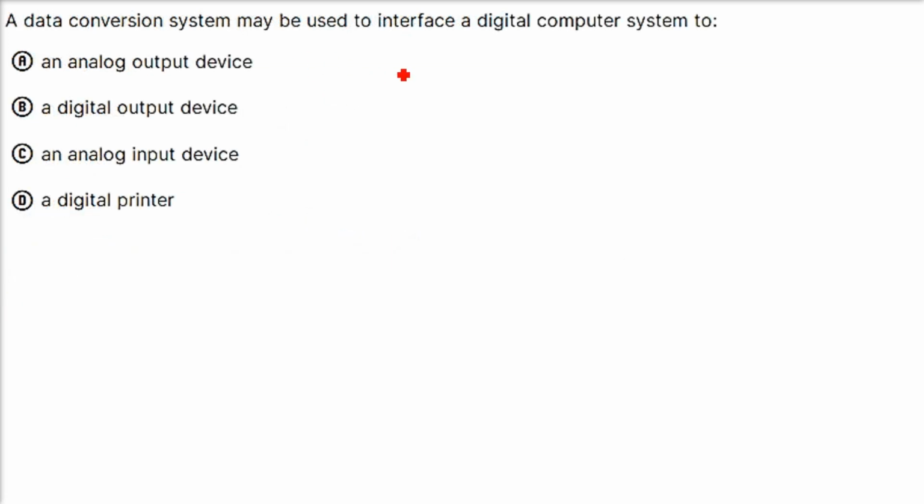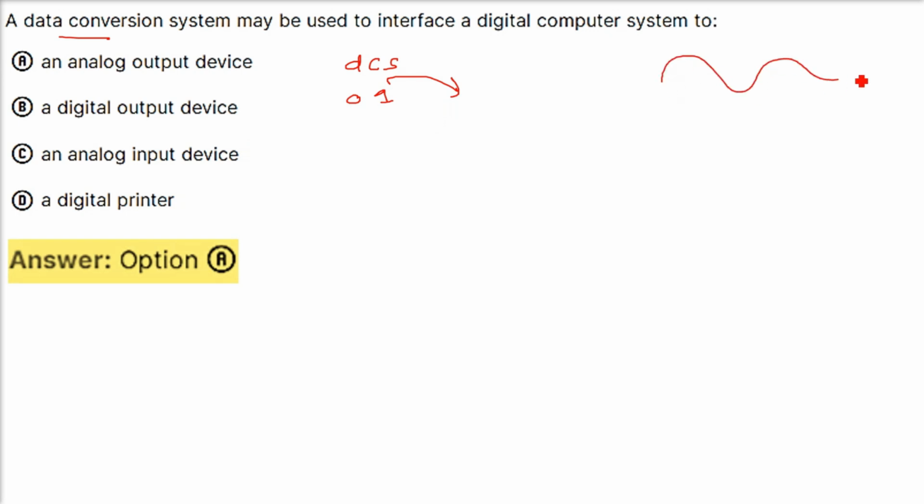A data conversion system may be used to interface a digital computer system to what? A digital computer system takes 0 and 1. So you have a wave, you take samples and quantize them. Basically you are discretizing it. That is how the discrete value will come.